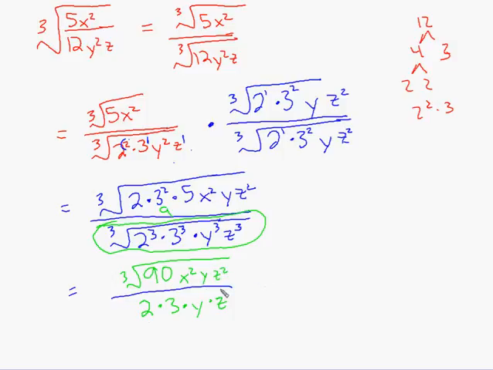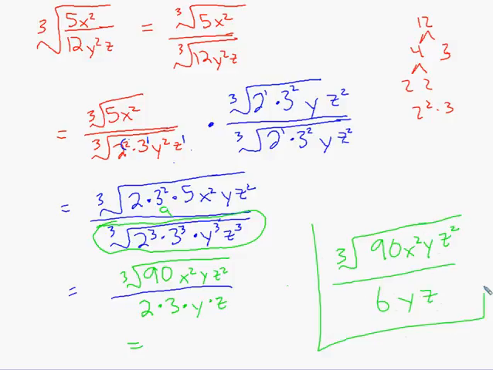Now, don't cancel all this, because this bottom is not in a radical, so I can't cancel it. So in the end, I'm going to get the cube root of 90 x squared y z squared all over 6yz. There it is.